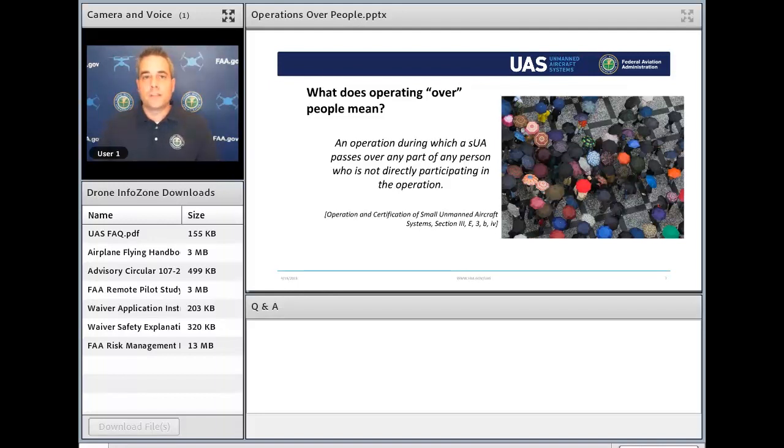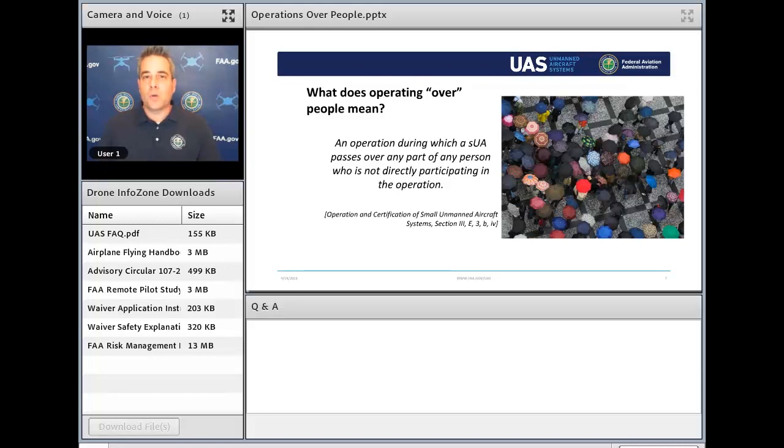So let's move on to the big one, right? What does operating over people mean? Operating over people means an operation during which a small unmanned aircraft passes over any part of a person who is not directly participating in the operation. Now, we've already talked about what directly participating in the operation means.